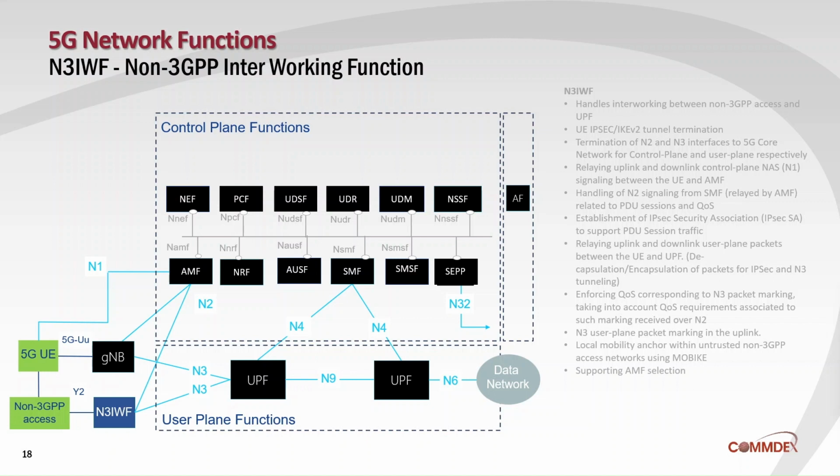The N3IWF, or non-3GPP interworking function, is the network function that handles interworking between non-3GPP access and the 5G core. It supports IPsec tunnel establishment with the UE and relays over N2 the information needed to authenticate the UE and authorize it access to the 5G core network. It also relays uplink and downlink control plane NAS signaling between the UE and the AMF.